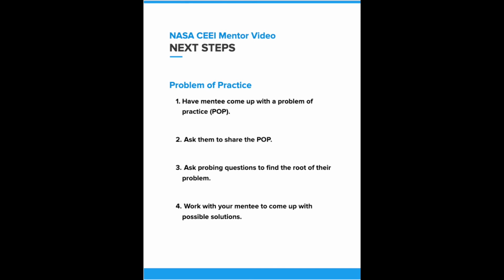Once you find the root of their problem, then walk your mentee through possible solutions that they could come up with, using the additional questioning techniques that we've been discussing. Again, remember that you are their guide. You're not there to necessarily solve all of their problems for them, but to guide them towards their own potential solutions. And ultimately, once they come up with solutions on their own, if they want feedback, provide them feedback. Those are the best ways to really get through some problems of practice, at least in my professional experience.